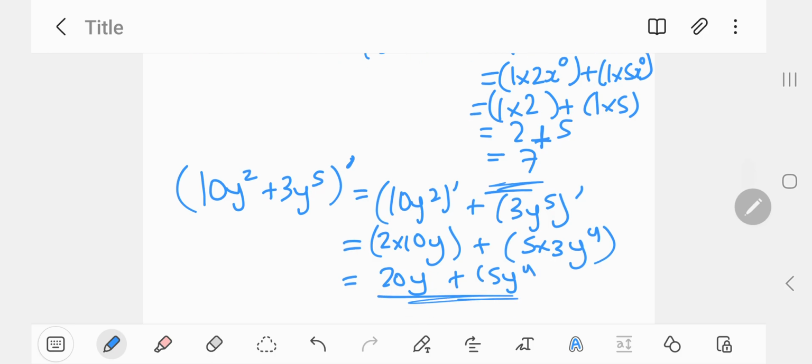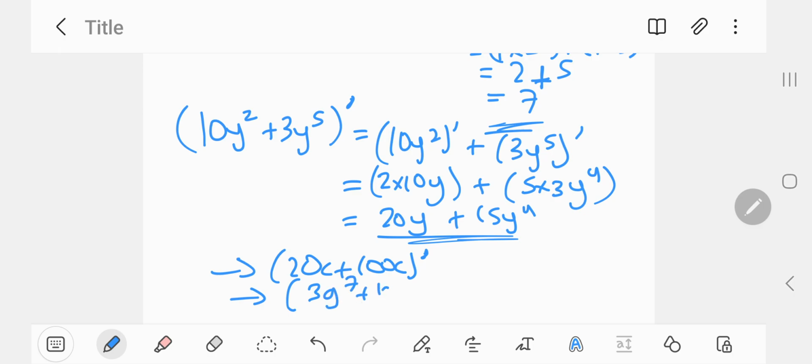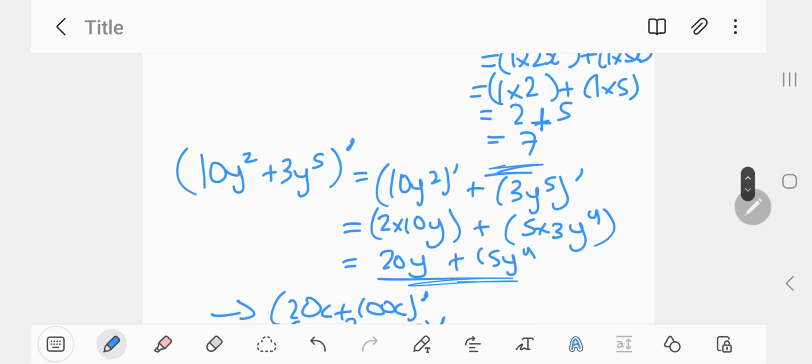That's the derivative. So as an exercise, try and find the derivative of these expressions. And there you go. So that's how you differentiate two functions when they're added together. It's called the sum rule.